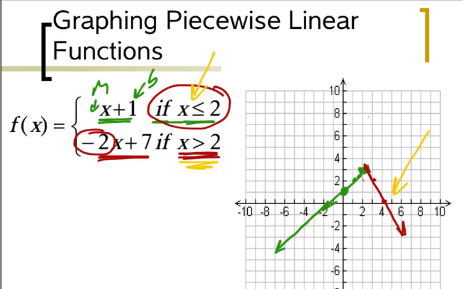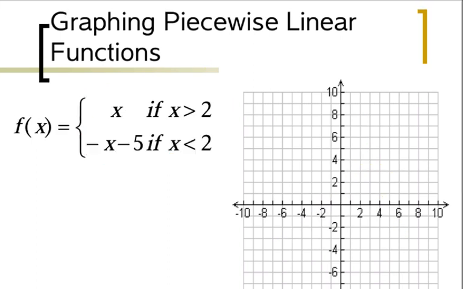So this is my actual graph without the yellow line. The red line going down and the red line going up, this is your final culminating piecewise picture. Okay, so let's try another one.